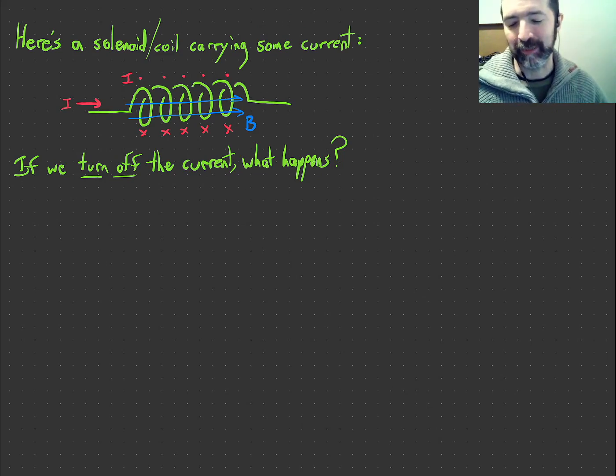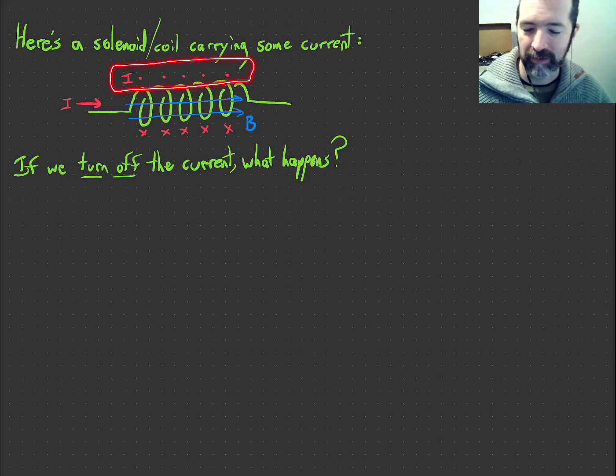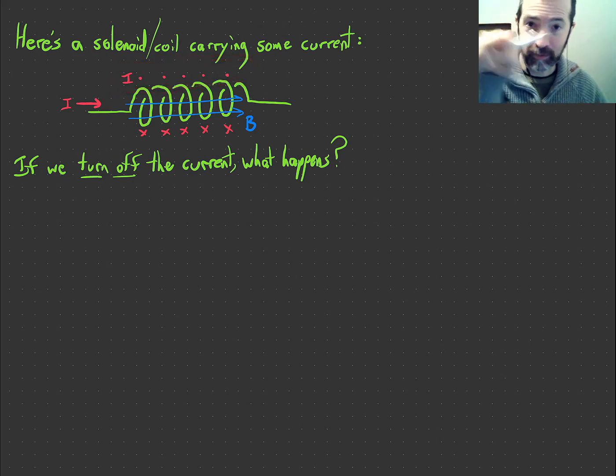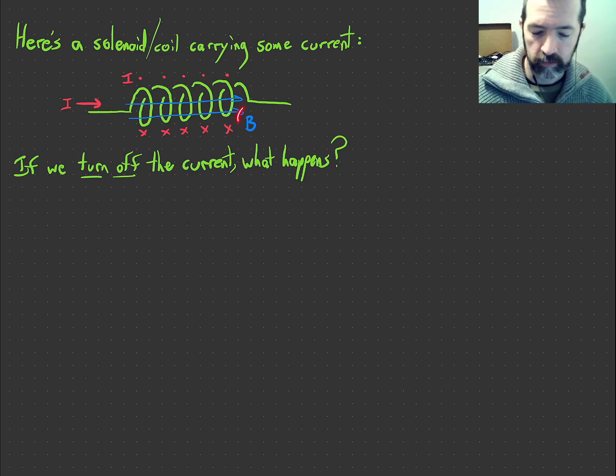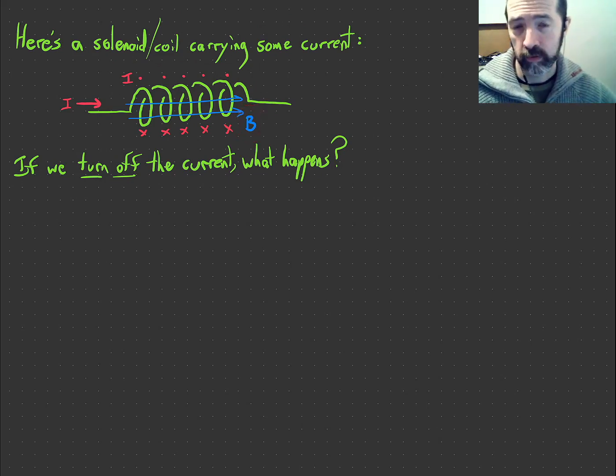But I do have the dots and X's indicated for the current direction as well. So along the top part of the coil, the current is always coming out of the screen at you, and along the bottom part of the coil, current is always going into the screen away from you. And so if you do some right-hand rule stuff for that, you should find that the direction of the magnetic field inside the coil, inside the solenoid, has to be to the right, which is what I've indicated with my blue magnetic field vectors.